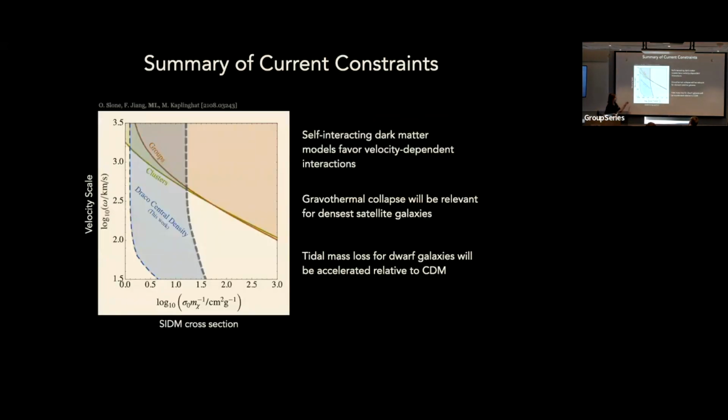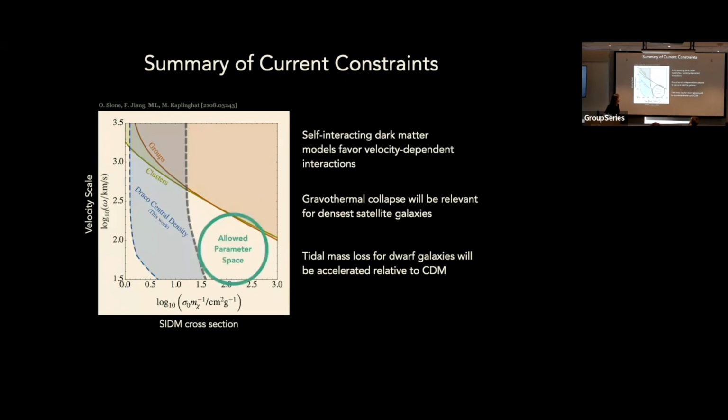So tying this back to where we stand today, I was telling you that this is the region that remains allowed. What does this tell us? Well, it tells us that if we have self-interacting dark matter, you need to have velocity-dependent interactions. It needs to live in this space, and this is precisely where velocity dependence becomes important. So we shouldn't really be talking about velocity-independent scattering dark matter. We would have to be this kind of model.